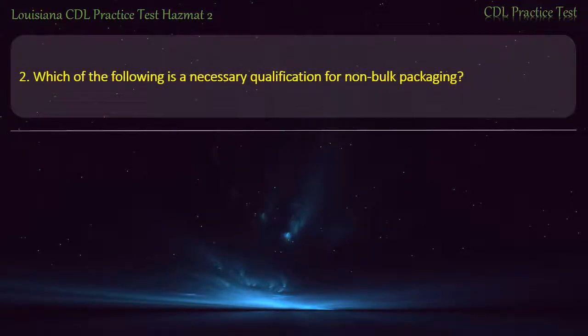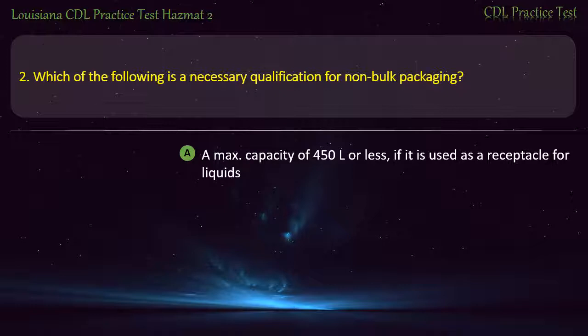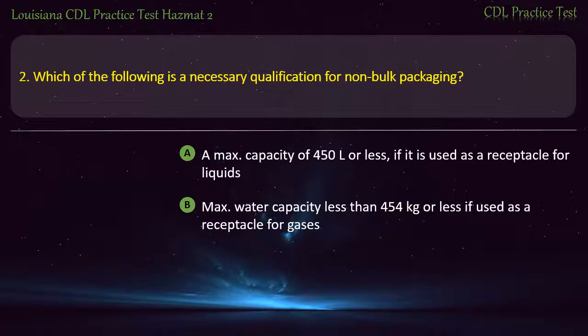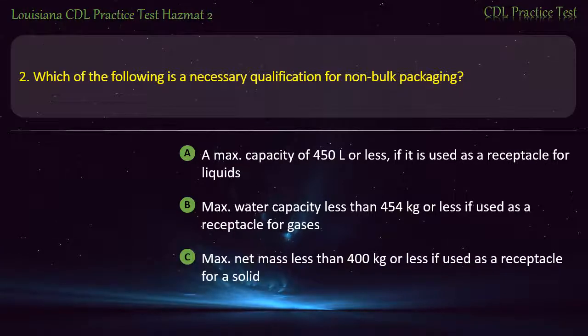Question 2. Which of the following is a necessary qualification for non-bulk packaging? A max capacity of 450 liters or less, if it is used as a receptacle for liquids. Max water capacity less than 454 kilograms or less if used as a receptacle for gases. Max net mass less than 400 kilograms or less if used as a receptacle for a solid. All of the above. Answer. All of the above.